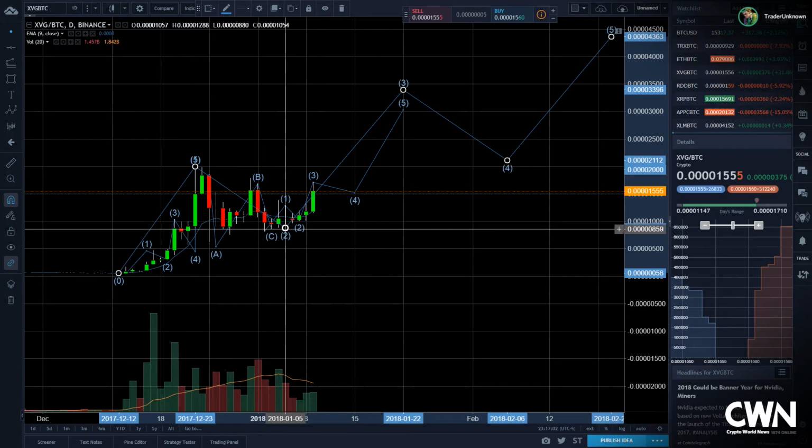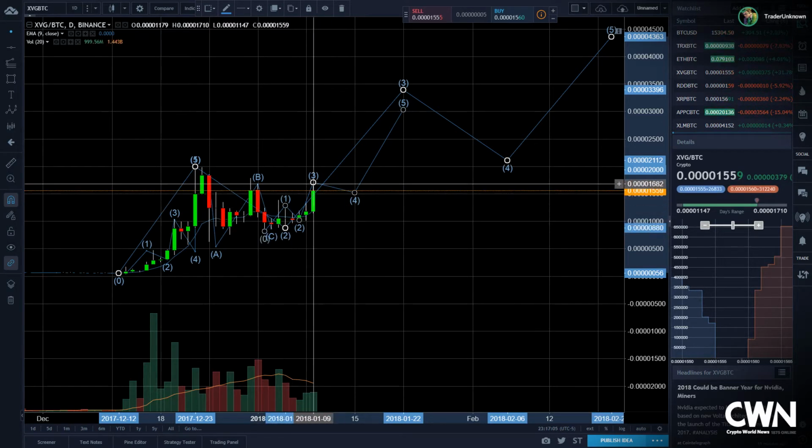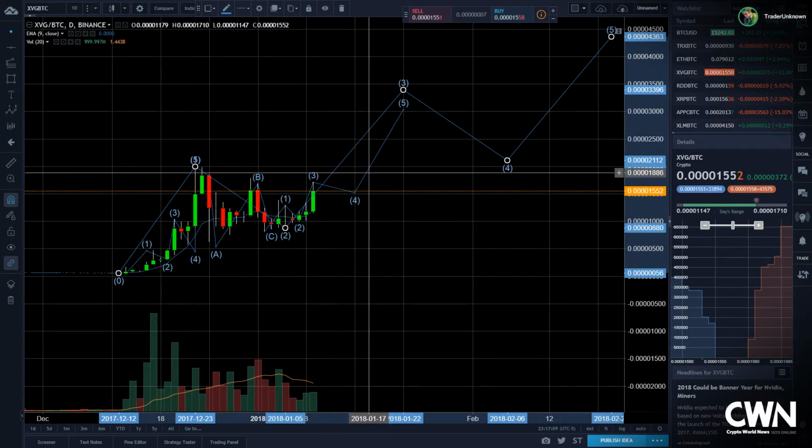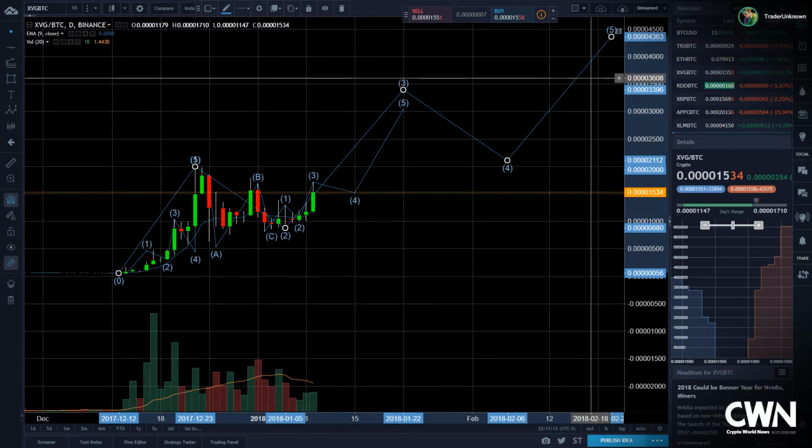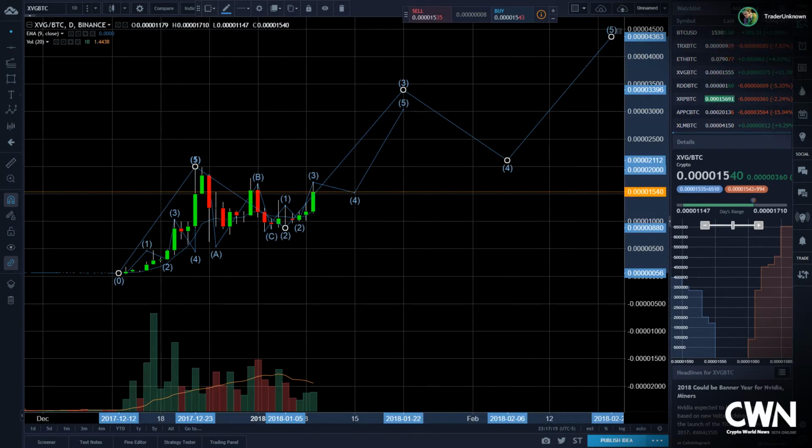You know, we're close enough to the bottom of 2 where you can buy it here, maybe suffer a little bit through a micro 4-wave pullback, but we're going to get the rest of primary 3, 4, 5, and you're just going to float down that lazy river. I'm all about floating down the lazy river.